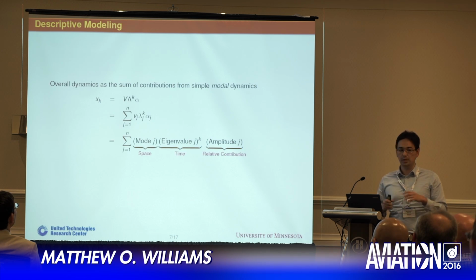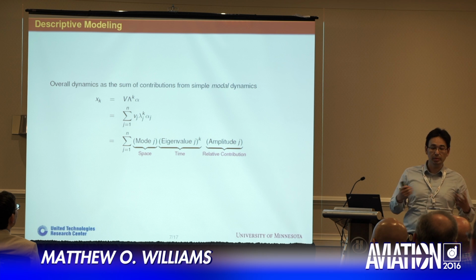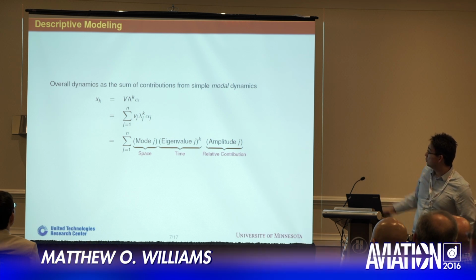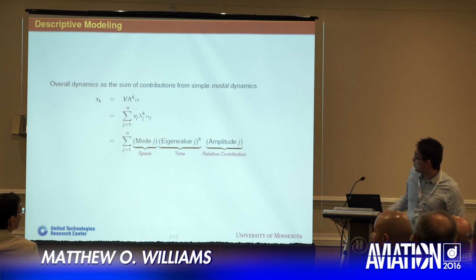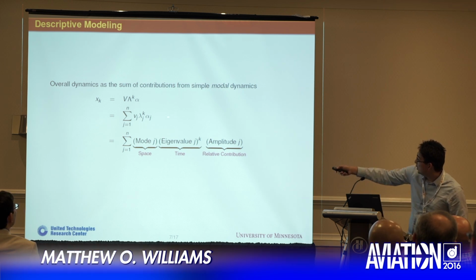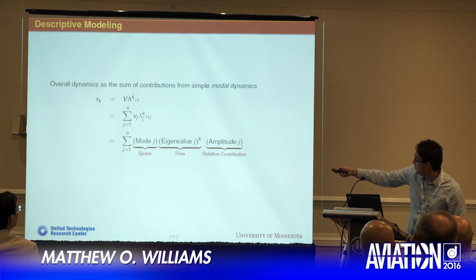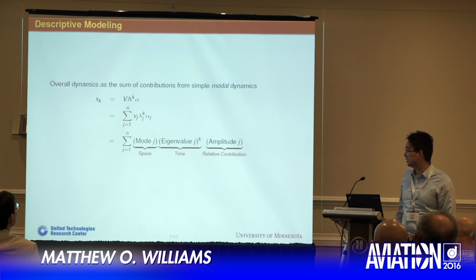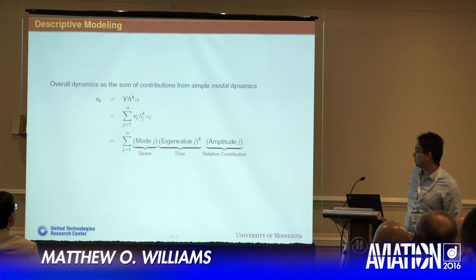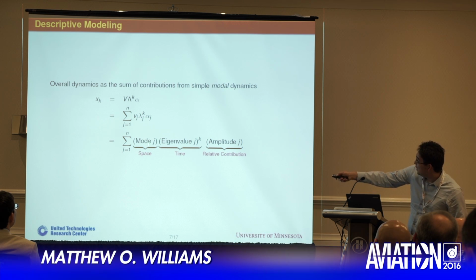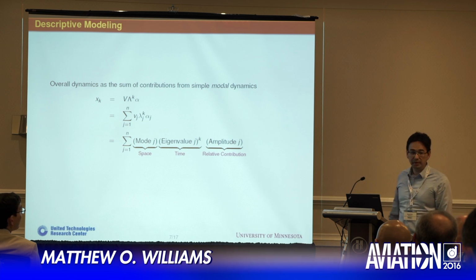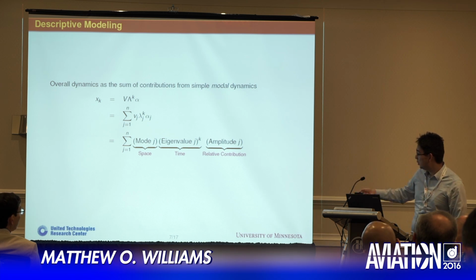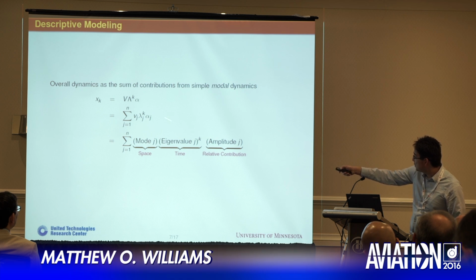Just to make it clear why this is a modal decomposition as opposed to something else, if we took this product and wrote it out, we could write it as a linear superposition of the eigenvectors, which are the spatial modes, the alphas, which are the coefficients at the initial time, and the lambdas, which capture time dynamics. So V is a DMD mode. Lambda is a DMD eigenvalue, which tells you the temporal dynamics. And alpha is the relative contribution.